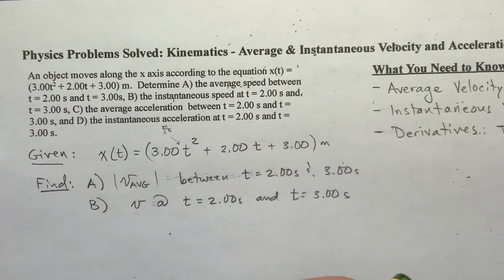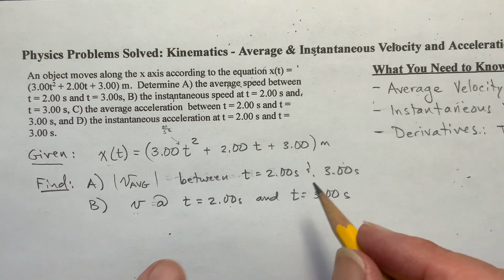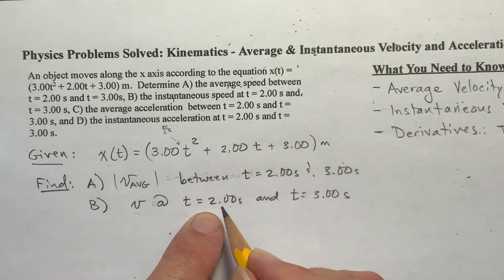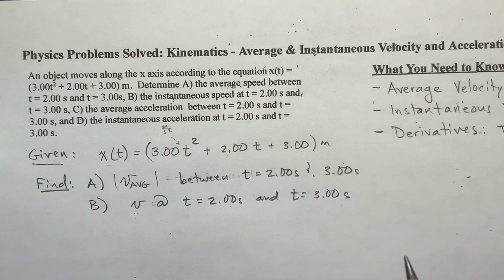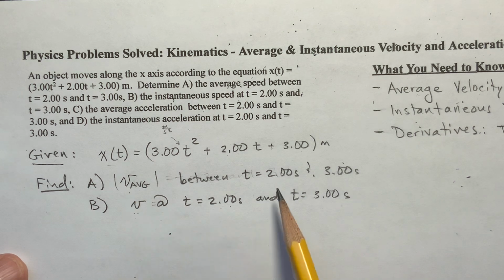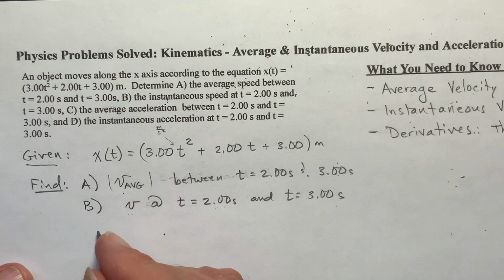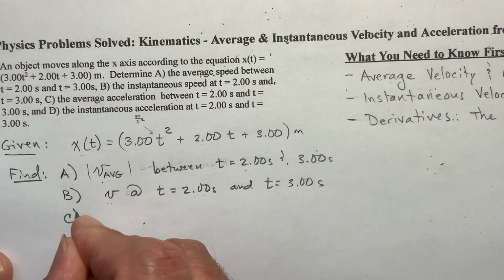So there's no time interval in part B. We have a time instance, an instant in time, and another instant in time. So we're going to have two answers, two different instantaneous velocities. The average velocity between 2 and 3 seconds is only going to be one answer. Okay, well, let's do part C.